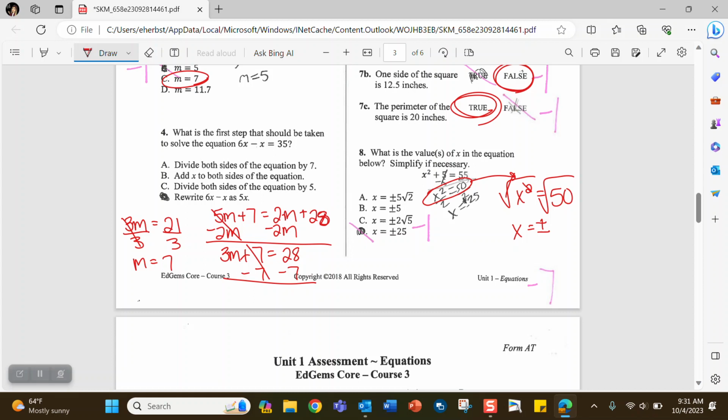50 is not a perfect square. When it says to simplify, it means we don't want decimal answers. We want to do a factor tree. And I know I'm kind of running out of room here, but this one's pretty small. So 2 and 25, and then 5 times 5. Your pair comes out in front, and anything that's left over goes back underneath. So the correct answer was plus or minus 5 square root 2.